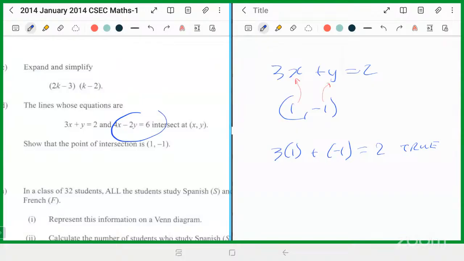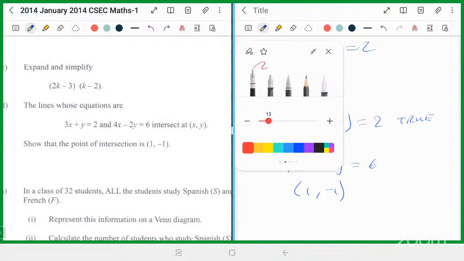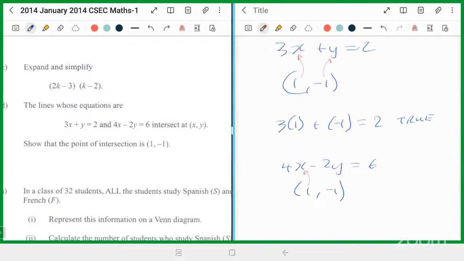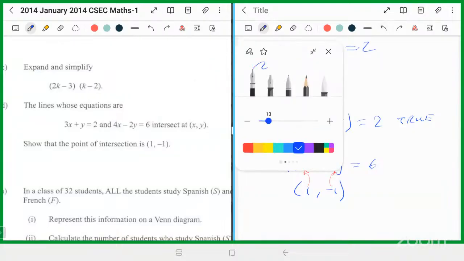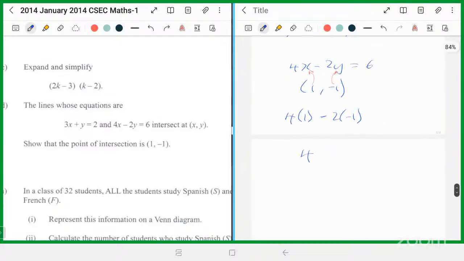We're going to try the other line now, which is 4x minus 2y equals 6. You want to see if this point is on it as well. So you take the 1 and put it in for the x, and negative 1 and put it in for the y. See if it works out to be 6, which it will. So it becomes 4 times 1 minus 2 times negative 1. Now this is 4 plus 2, because minus 2 times minus 1 is 2, and it adds up to 6. Again, this is true.